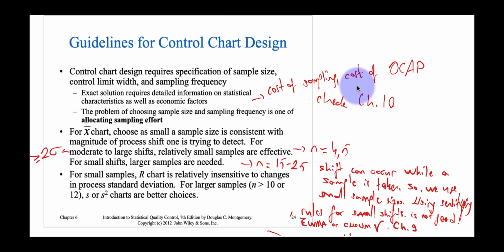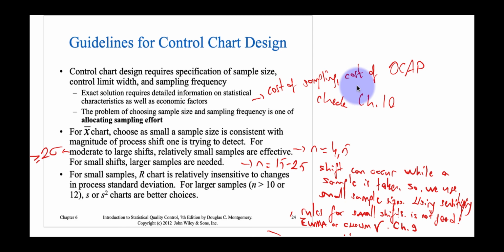Also about the cost of sampling and the other things, you can check chapter 10 in the textbook if you are interested in the costs and the different kinds of strategy about sampling sizes and sampling frequency, etc. You can check chapter 10 in the textbook.